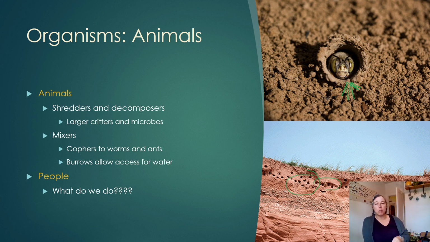So we talked a little bit about this when we talked about the biota. We talked about how some animals are digging down into the soil and other animals are breaking apart the soil. So shredders and decomposers are the ones that are eating the plant material and breaking it up and helping speed up organic soil creation. And then our burrowers, we call them mixers, like gophers and worms and ants and moles and salamanders.